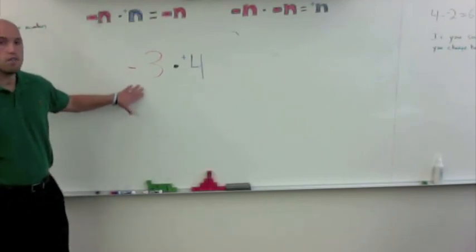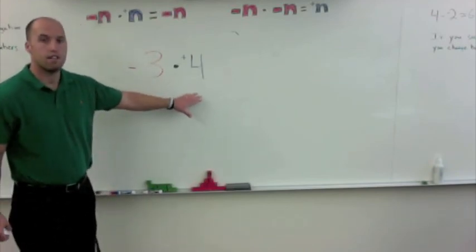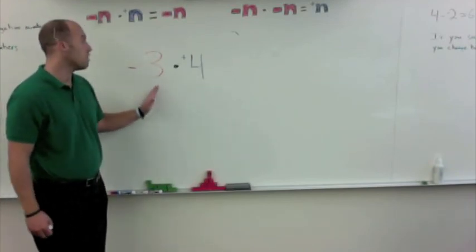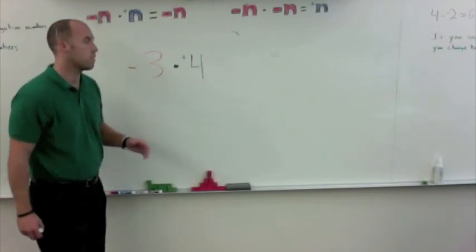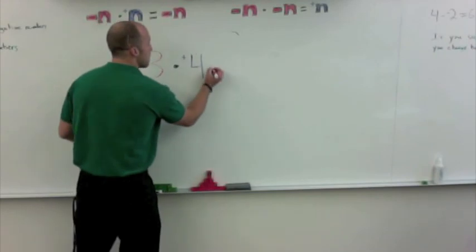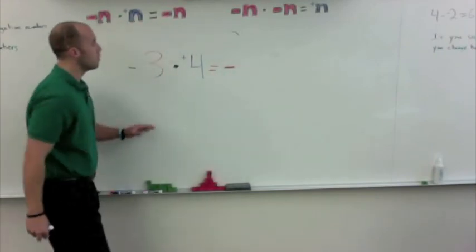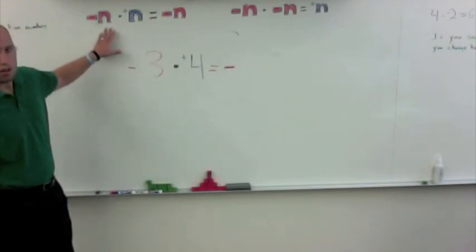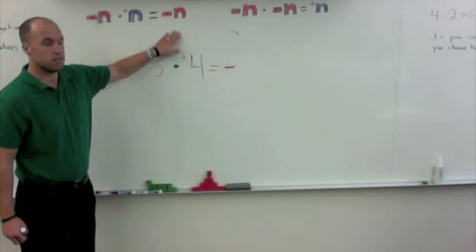If we take a negative number and we multiply it by a positive number, we're going to get a negative answer. So right away, before you even perform 3 times 4, we can already put the symbol that we know it's going to be. And that's going to equal a negative number. Right away, if we look up to our rule, a negative number times a positive number is going to be a negative number at the end.